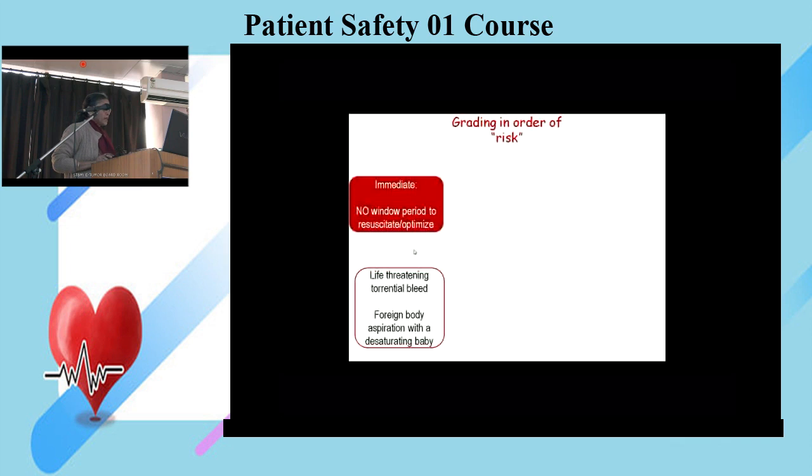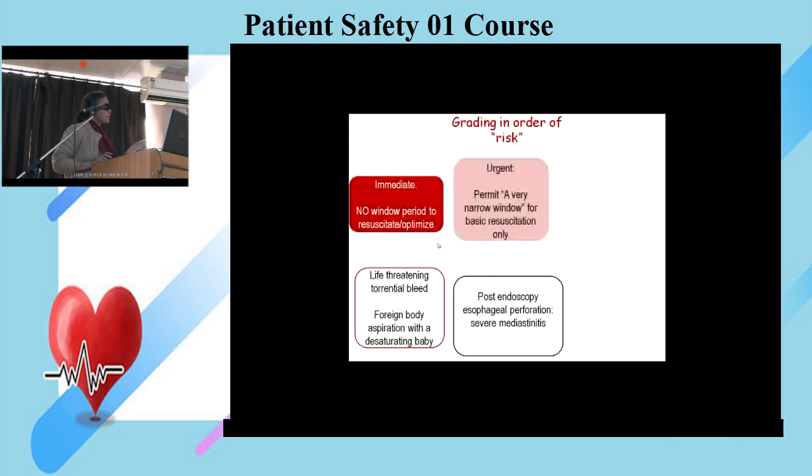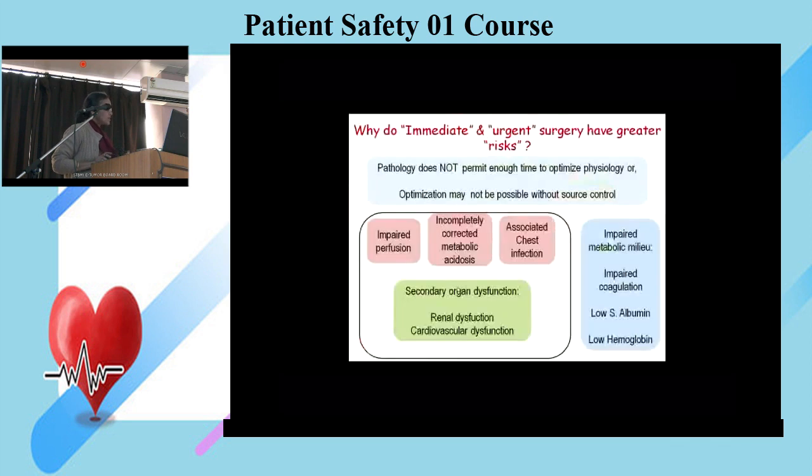Then urgent, wherein the patient will permit you a narrow window period of 4 to 6 hours to carry out the basic fluid and antibiotic resuscitation. Example, post-endoscopy esophageal perforation, severe mediastinitis. Expedite, wherein you can stabilize overnight. Example, subacute intestinal obstruction, and elective. So then why is immediate and urgent surgery associated with greater risk? Because the pathology does not give you enough time to optimize physiology, or optimization may not be possible as long as the source of sepsis is there.